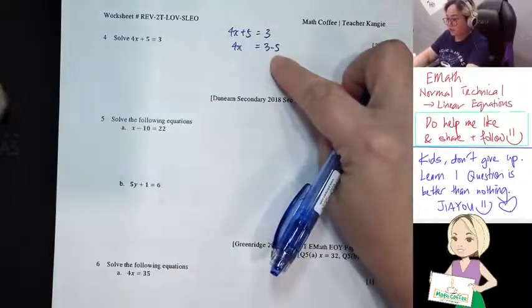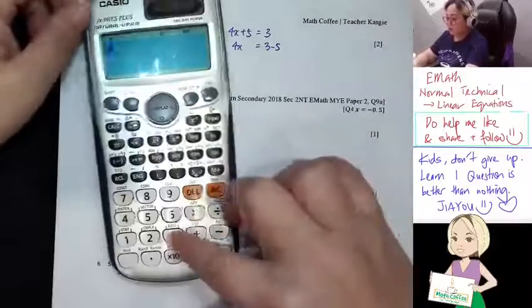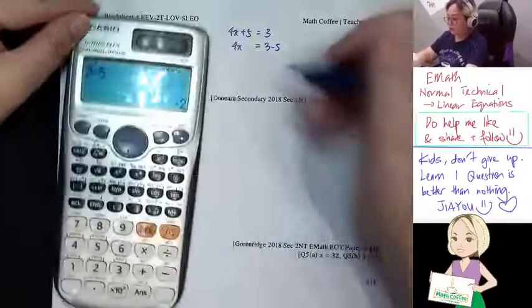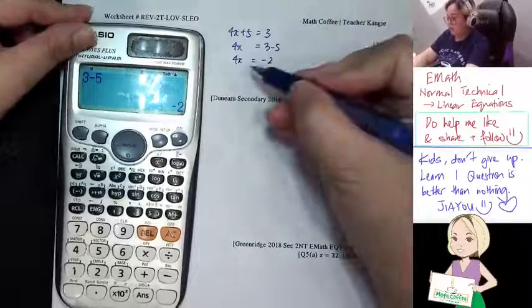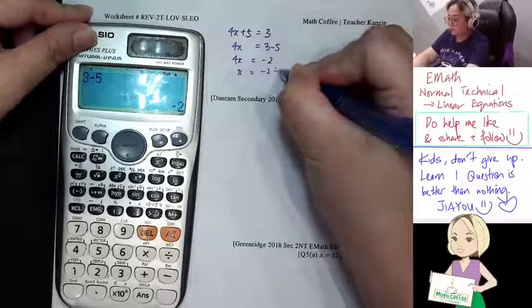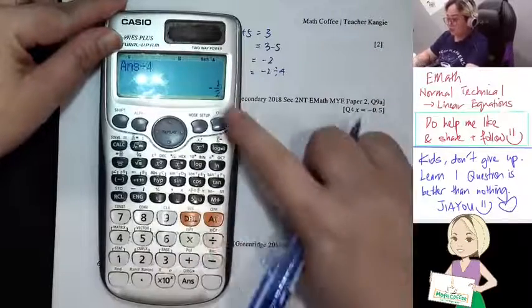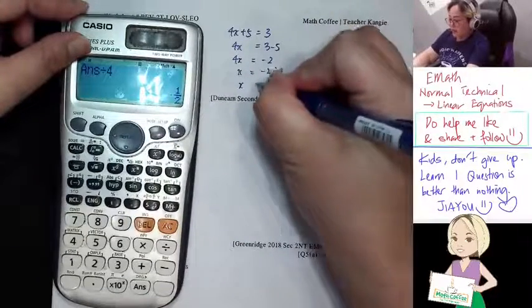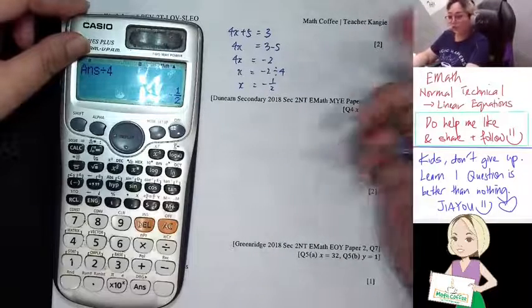So 3 minus 5, don't try to do like a mental sum. You can always use your calculator. So 3 minus 5 is negative 2. So 4x is equals to negative 2. Again, you see 4 times x, right? So now x is equals to negative 2 divided by 4. So negative 2 divided by 4, it gives me minus half. So x is equals to minus half. You want to write as minus 0.5 is also okay.